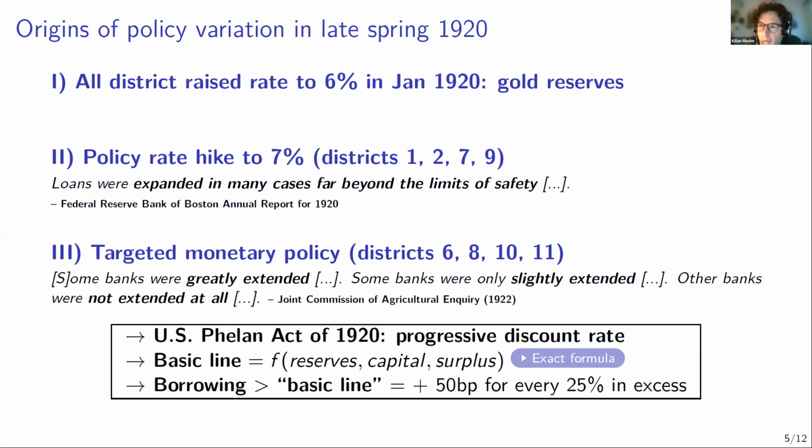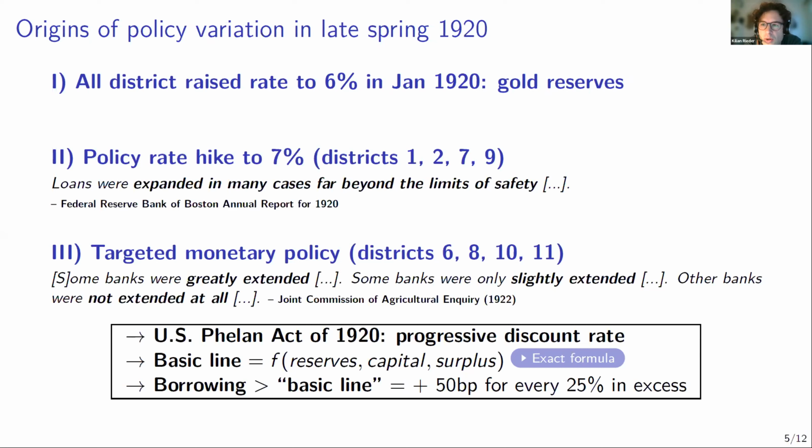However, there was a second wave, and that's the one that is really at the center of this paper, a second wave of policy changes that was clearly motivated by financial stability concerns. And what happened there was that 4 districts, districts 1, 2, 7, and 9, hiked their interest rates to 7% from 6, so by 100 basis points, as I said before.